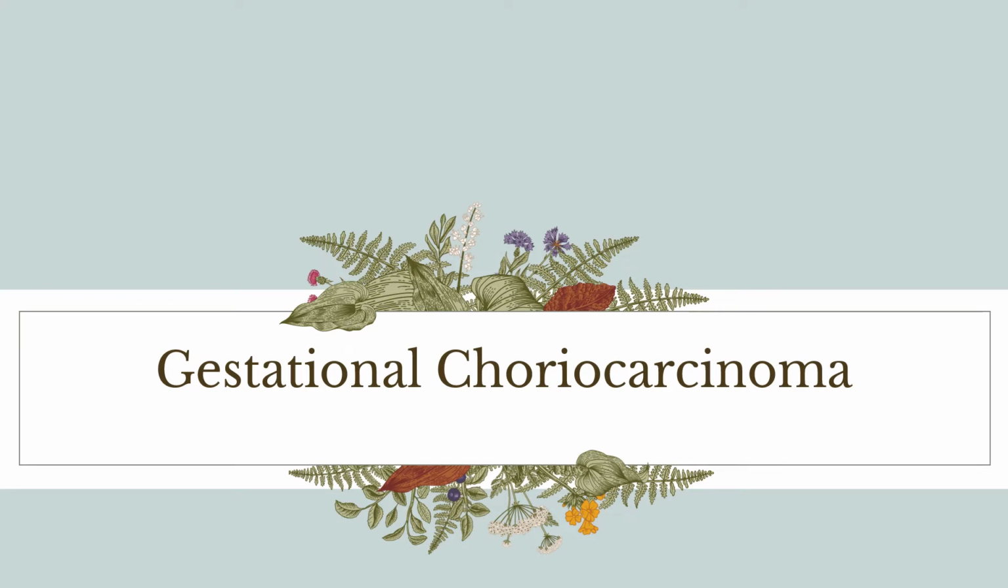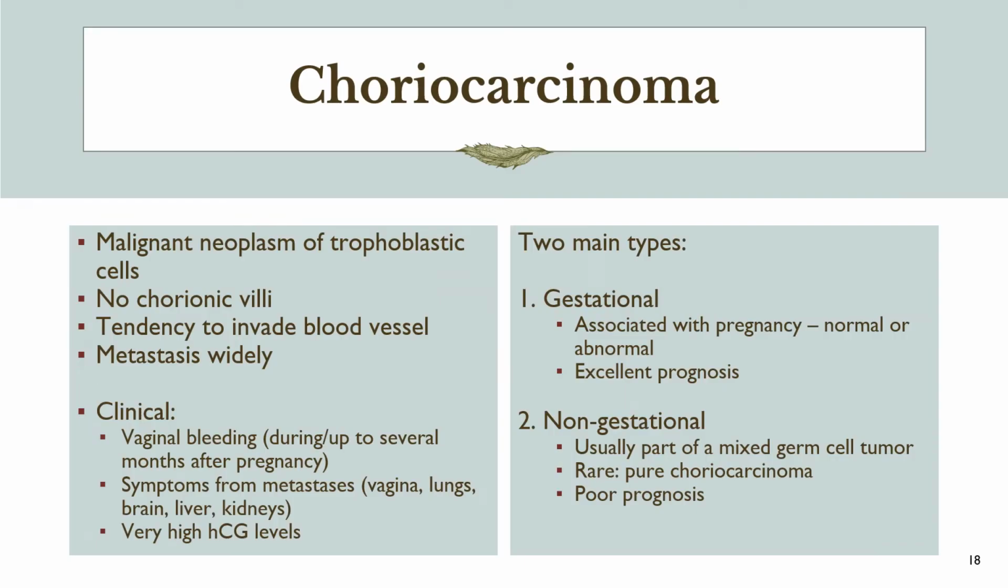This is the last neoplasm to be discussed, the gestational choriocarcinoma. Choriocarcinoma is a malignant neoplasm of trophoblastic cells. You have to remember that in this tumor, we cannot see any chorionic villi. They have a tendency to invade blood vessels, so they can metastasize widely. There are two main types of choriocarcinoma.